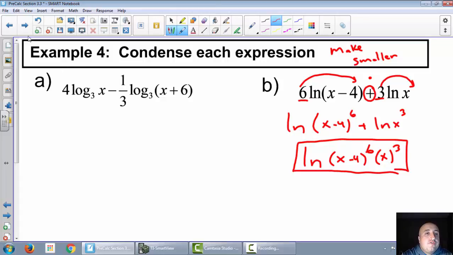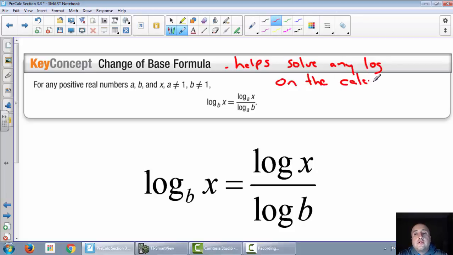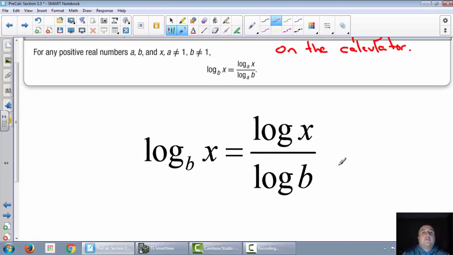Okay, so those are the 4 examples based on using log properties. The last one is super simple. Basically what this change of base formula does, it helps solve any log on the calculator. Okay, so how does this work? I wrote it big so we can work with this. It says have any log, but with any base. So let's just make one up. Let's do log base 6 of 7.